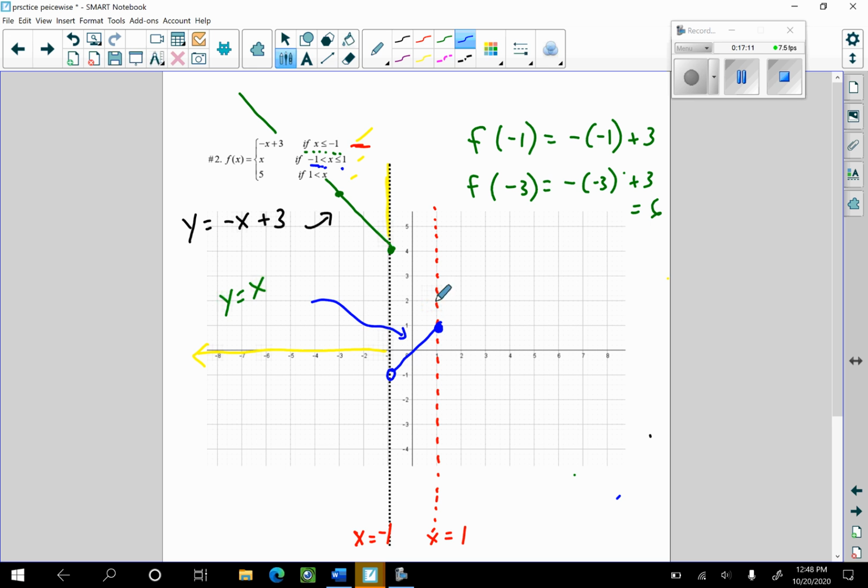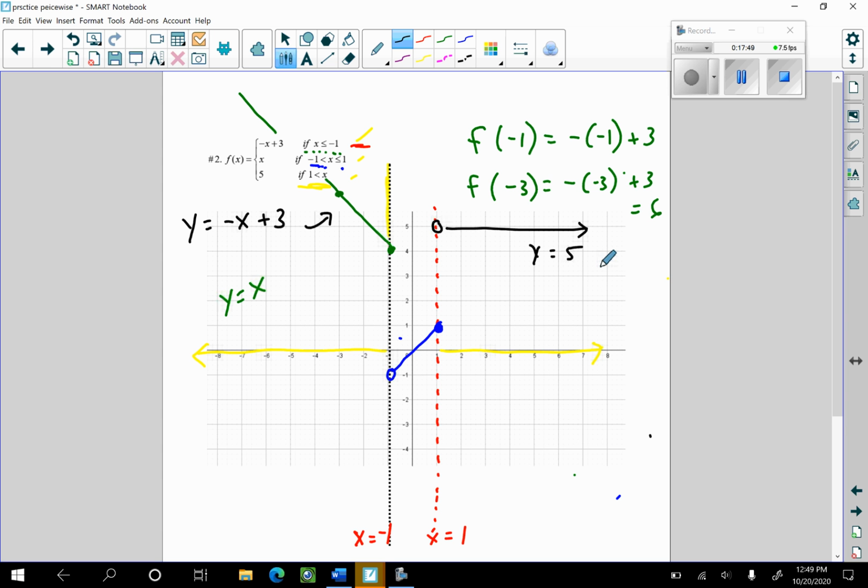So I have this green piece, I have this blue piece. I think this might be in the way. Now I'm going to graph the last piece, if x is greater than 1. If x is greater than 1, what does that graph look like? It looks like that constant function, correct? And let's do this guy in black. And it's going to be an open circle. And that's the graph of the piecewise function. In this portion right here, simply y is equal to 5.